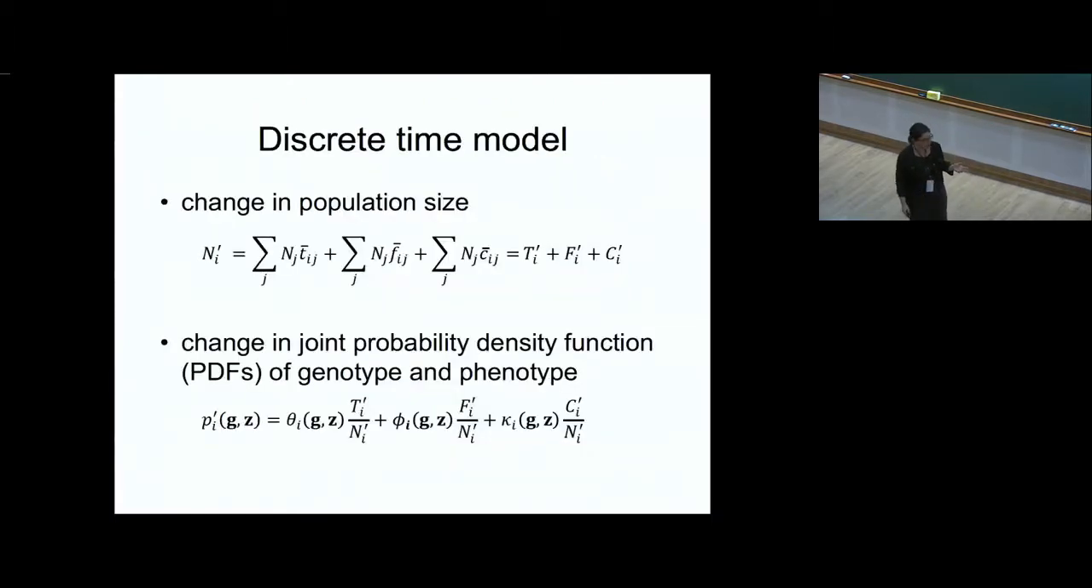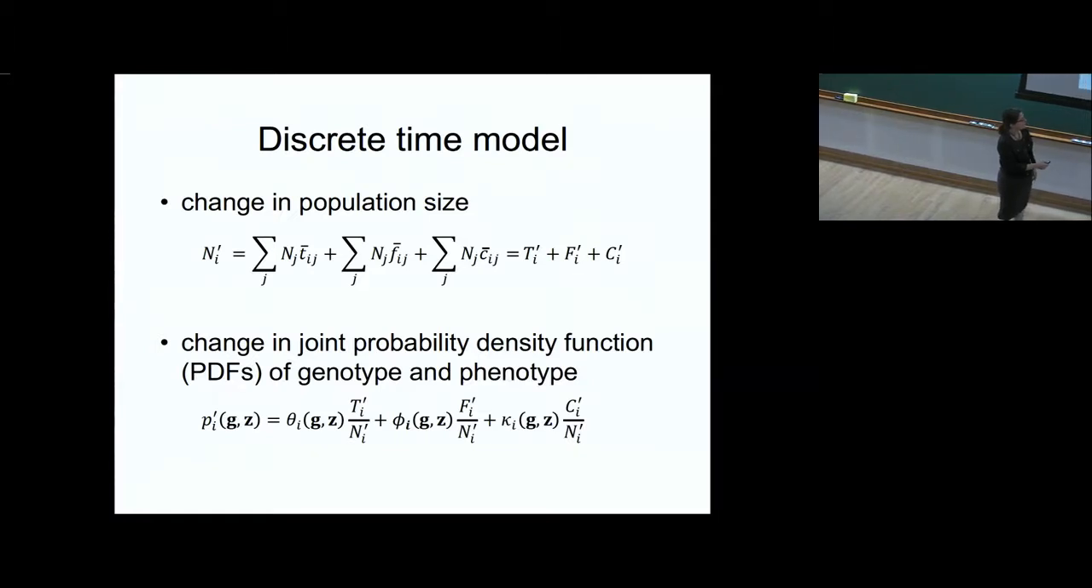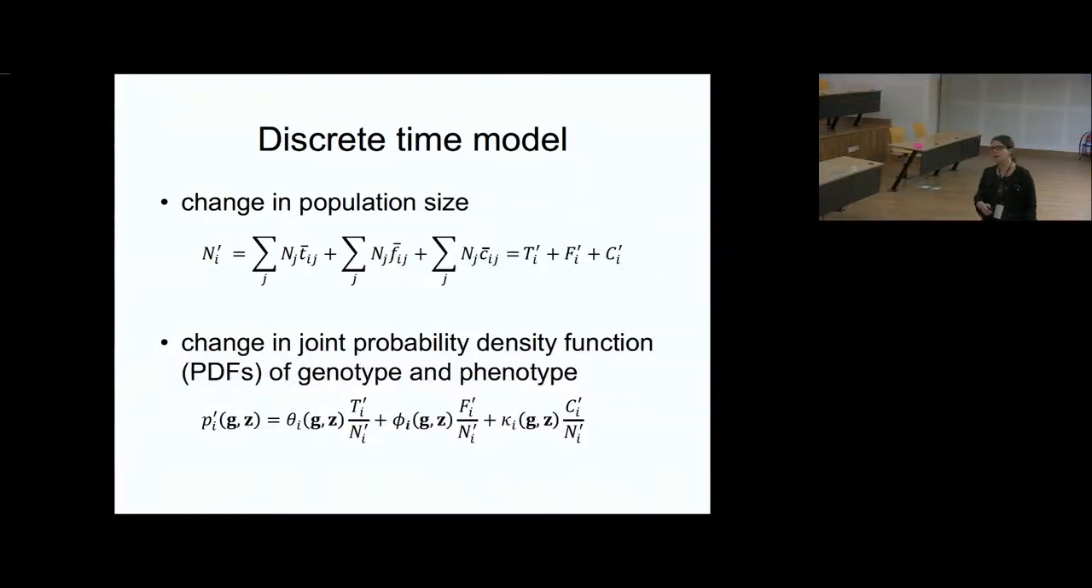So it's a discrete time model. Remember we talked about discrete, continuous. This is why I spent so much time with discrete, because this model is discrete. So this is the same sort of thing we did before. And then we need to think about the change in the joint probability density function of genotype and phenotype. And what we did is we separated out. So in order to think about the joint distribution of genotype and phenotype in stage I individuals in the next time frame, we think about what proportion of individuals, that's the NI, come from transitions, come from sex, come from clonal reproduction, and then we have sort of these separate functions for the three of them.